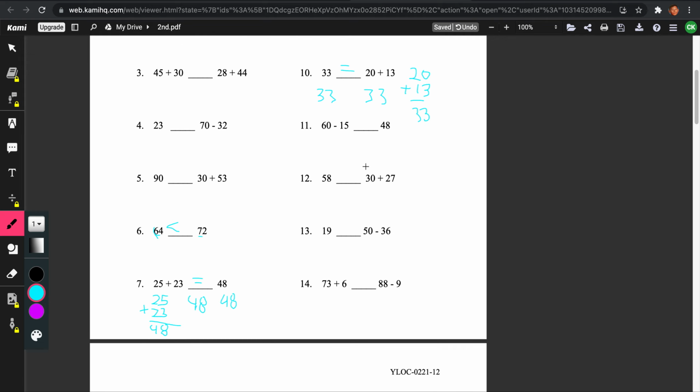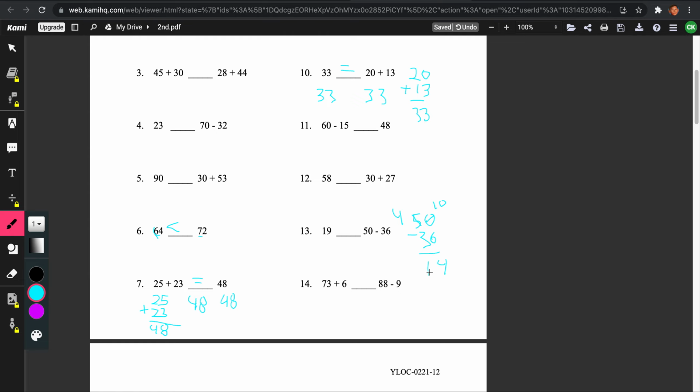Okay, let's try number 13. 50, we would first do 50 minus 36. Okay, since 0 minus 6, that's not possible, we gotta take the 5 and change it to 4, and then carry the 1 over here, and then add 10 plus 0, which is 10. Then you would do 10 minus 6, that's 4, and then 4 minus 3, that's 1.